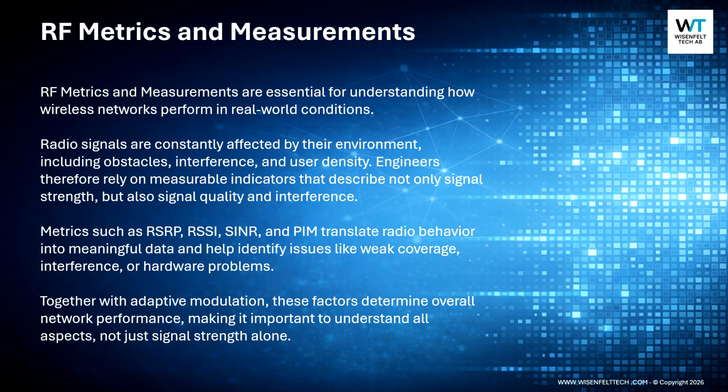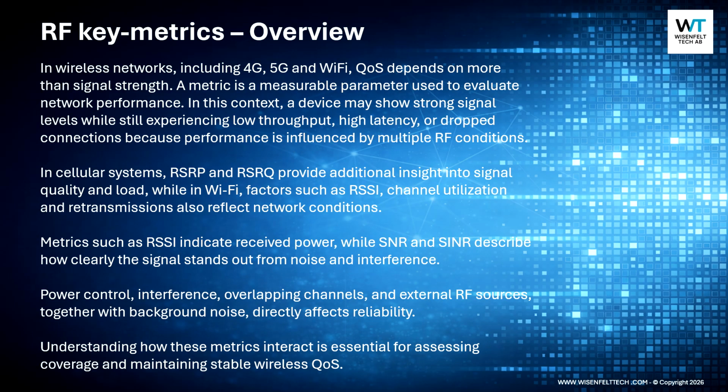Together with adaptive modulation, these factors determine overall network performance, making it important to understand all aspects, not just signal strength alone. In wireless networks, including 4G, 5G, and Wi-Fi, the end-to-end quality of service depends on more than signal strength. A metric is a measurable parameter used to evaluate network performance. In this context, a device may show strong signal levels while still experiencing low throughput, high latency, or dropped connections because performance is influenced by multiple RF conditions.